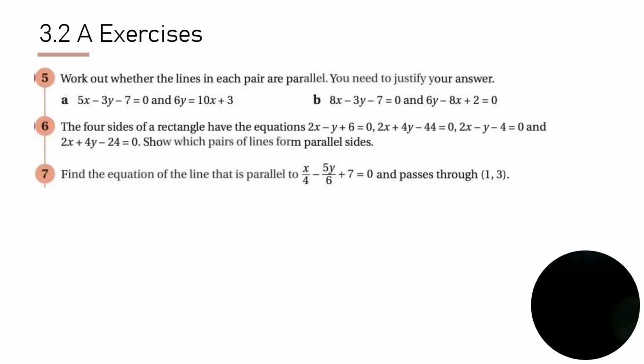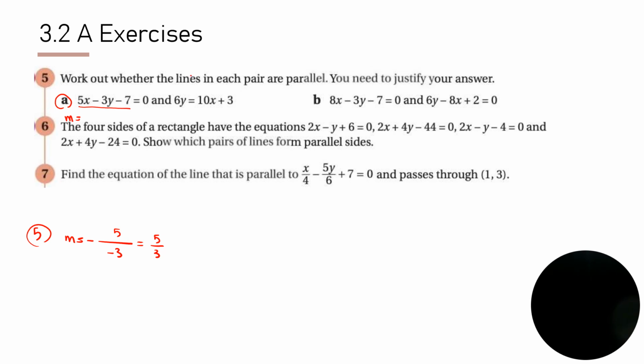Okay, question 5. Work out whether the lines in each pair are parallel. Again, to have parallel lines, the slopes must be equal. For part A, we have it in general form. To find the slope, we can use the formula that I gave you. So m is equal to negative coefficient of x over coefficient of y, which is positive 5 over 3.